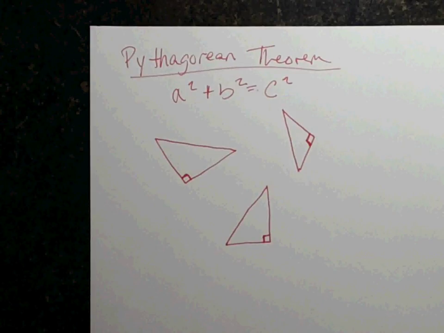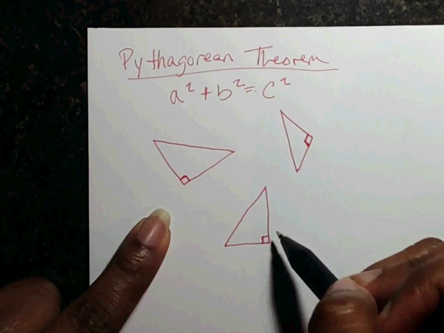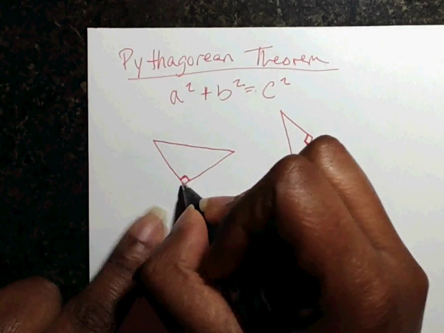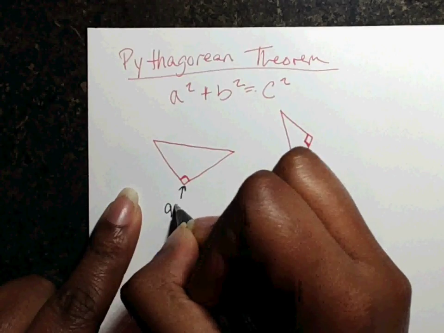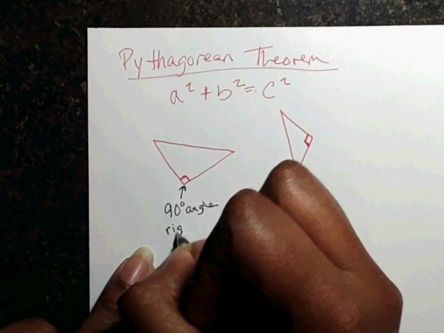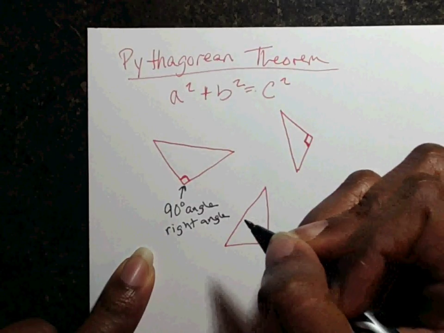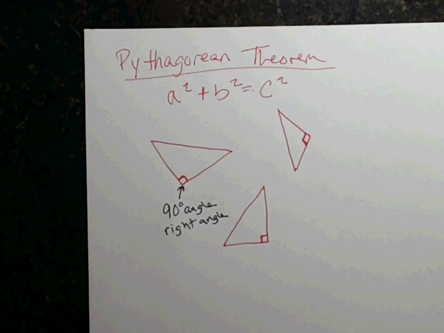How will they tell you that you're dealing with a right triangle? They'll give you little squares, at least one, in one corner of the triangle. This square means 90-degree angle. A 90-degree angle is called a right angle. A right angle has to be present in a right triangle. If you don't see a right angle, it is not a right triangle. Doesn't matter how it looks.